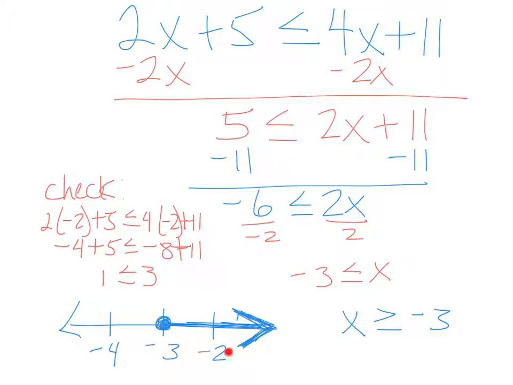So that means negative 2 was true, so it should be in the highlighted area, which means x is greater than negative 3. So just be careful: when the x is not first, you want to switch it around.